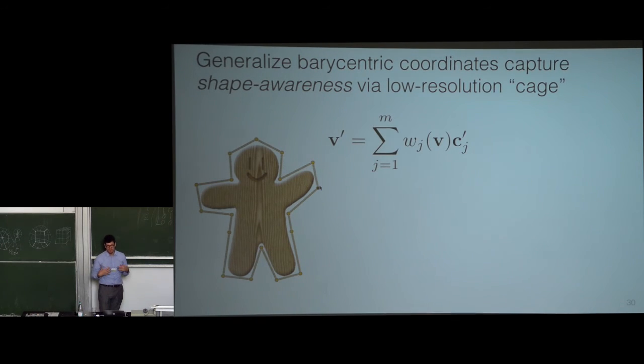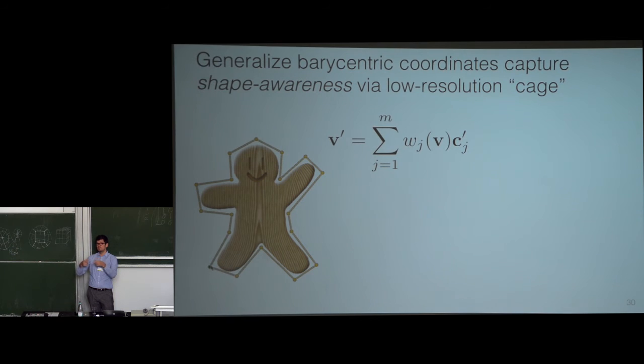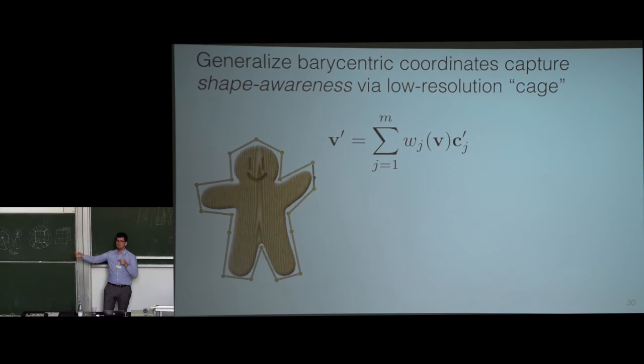One way to capture shape awareness is to embed the shape in a cage and work with generalized barycentric coordinates. So we are all familiar with barycentric coordinates in a triangle, right? The barycentric coordinates in the triangle are just the linear functions that go from 0 on one edge to 1 on the other vertex. And why do we call them coordinates? Because any point inside of that triangle we can represent in terms of a weighted combination of the endpoints, where the weights are the barycentric coordinates.